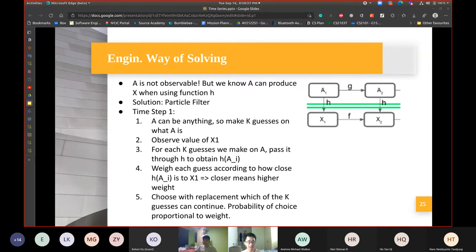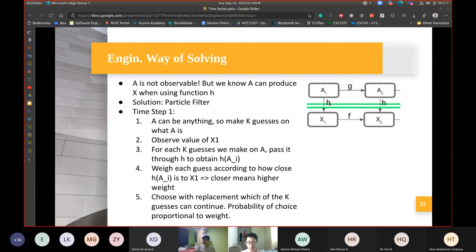If anyone is somehow in engineering, there's this idea of filtering in engineering, especially if you work with sensors, like electrical and computer engineering. So a particle filter, the way it roughly works is something like this. Because A can be anything, you're just going to guess what A is. Let's say A is 10, that'll be your guess. And then you go and see X. So after guessing what A is, you go and check what the value of X is. And then for each guess you make on A, you pass it to H. So if you make, let's say, 100 guesses on A, then you get 100 H(A)s.